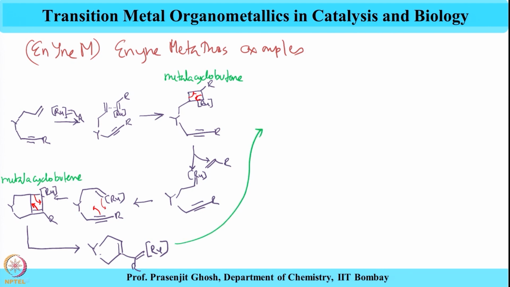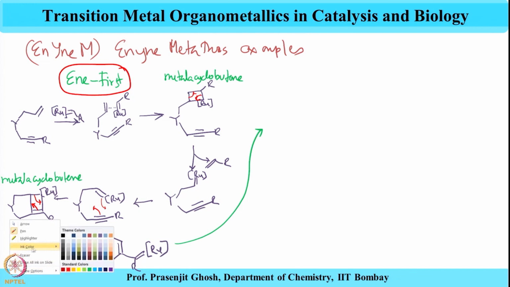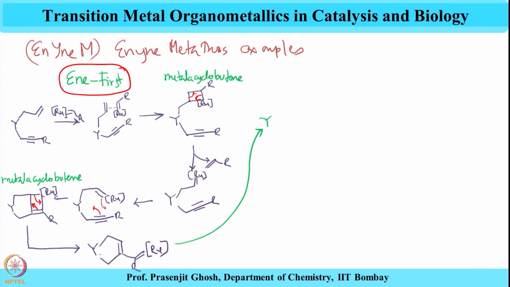The first path is the ene first. So, metathesis, what we are observing, happens on the olefin, that is the first pathway is the ene first, and then the second pathway where the metathesis of the yne would happen, and for that these species go and enter into a second cycle as is shown over here.